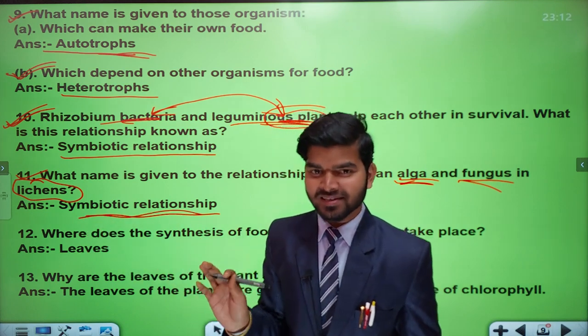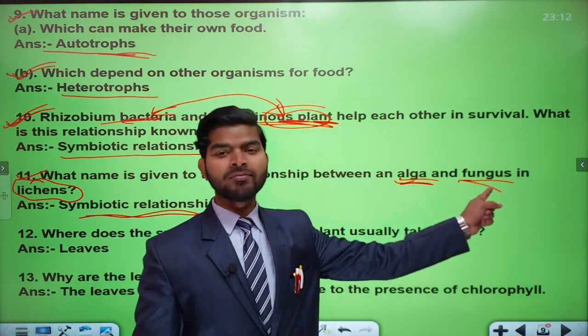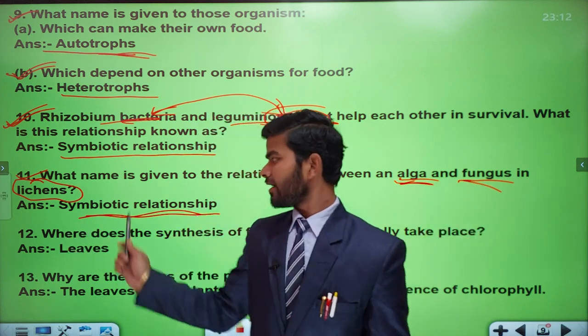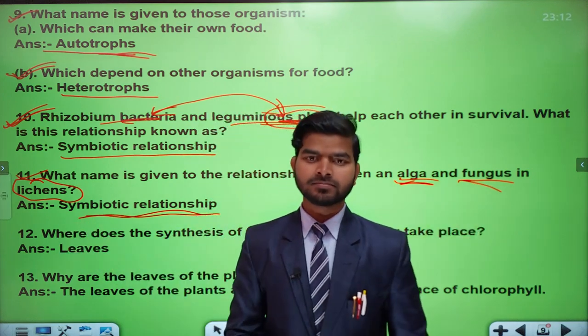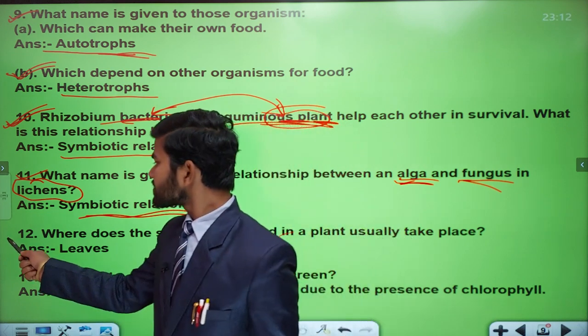Who is doing the symbiotic relationship? This alga and fungus, which are the parts of lichens. All right, all clear. Now, next question.